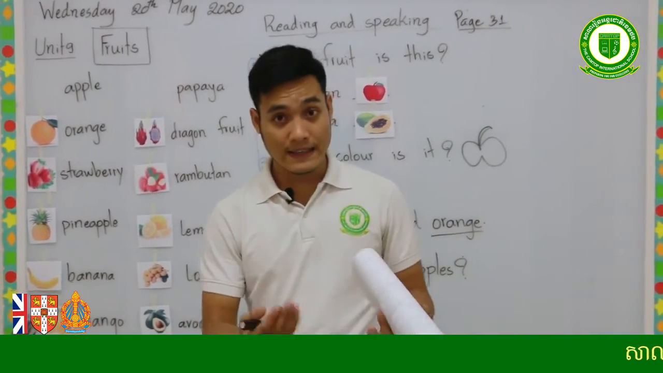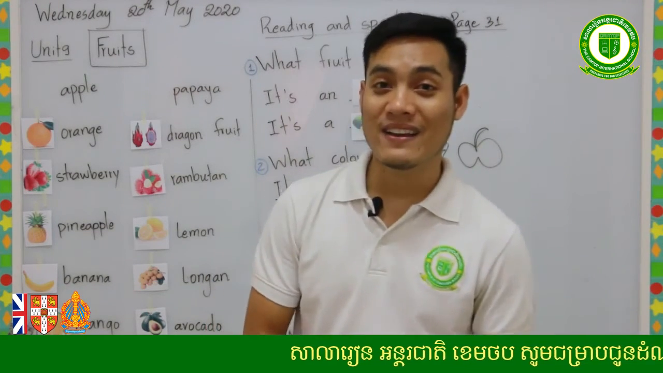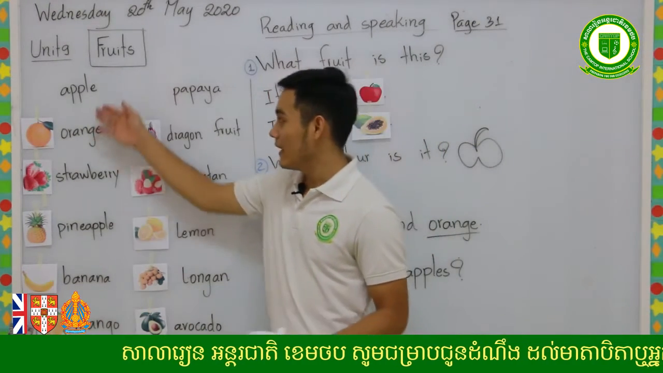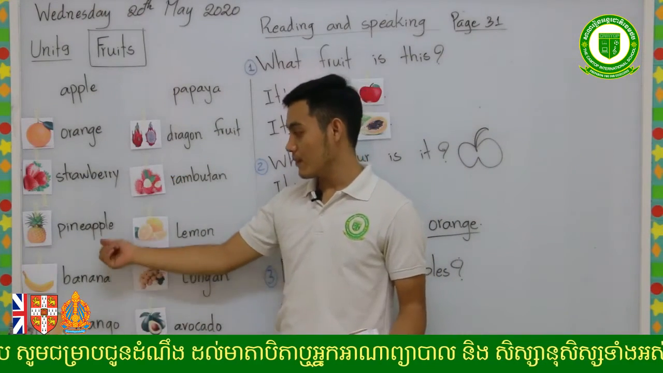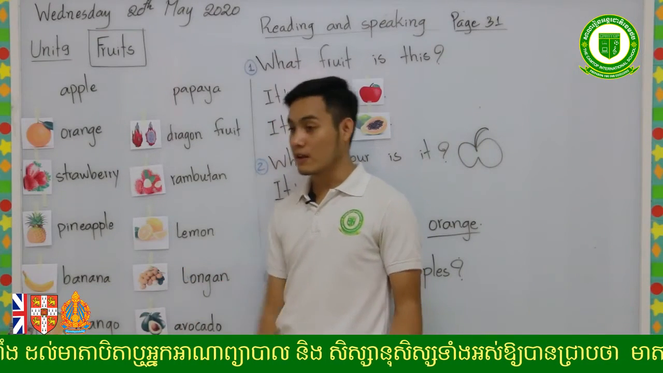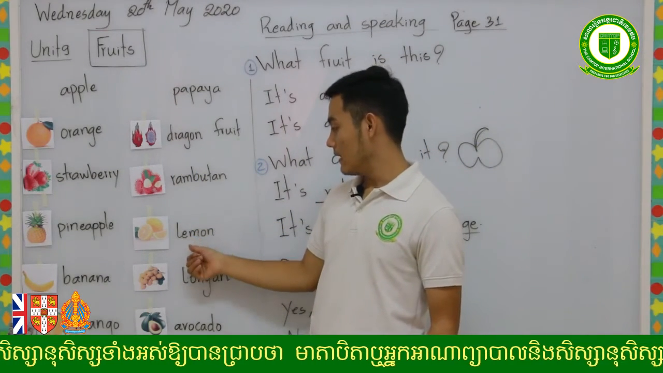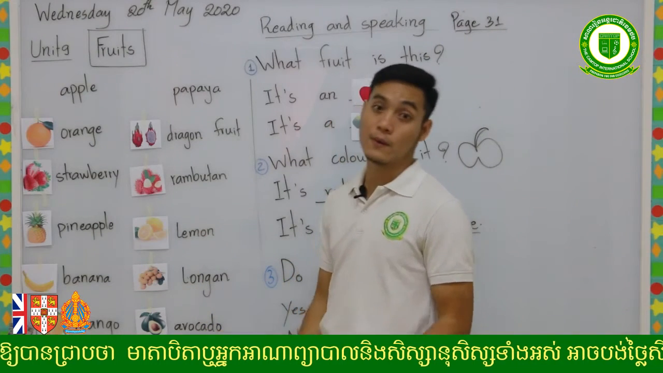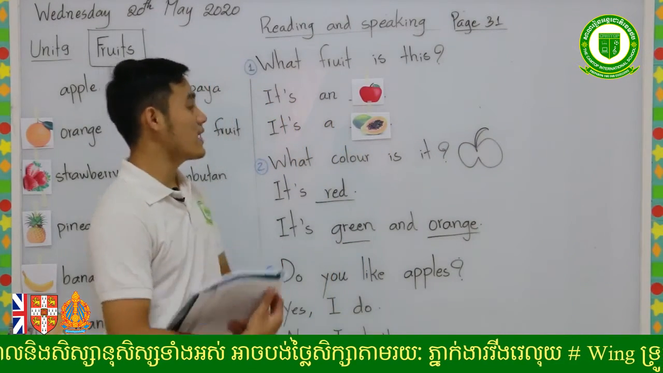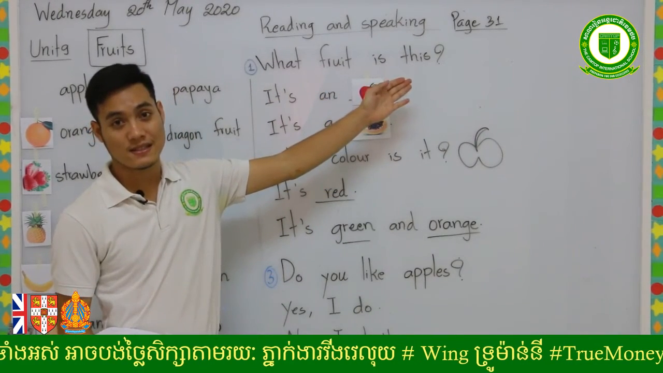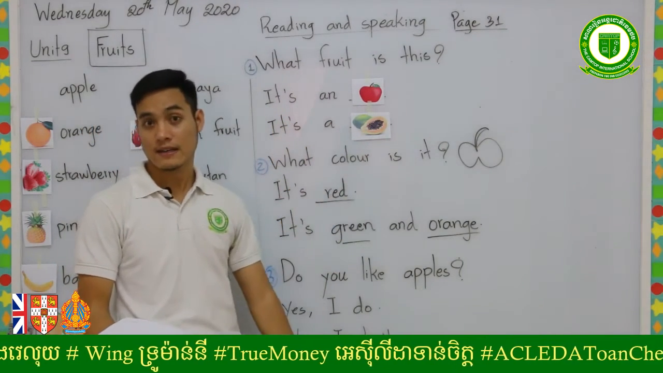So now I want to summarize what you have learned. You have learned a lot of words, like apple, orange, strawberry, pineapple, banana, mango, papaya, dragon fruit, rambutan, lemon, longan, and avocado. And you also learned about reading and speaking. You learned how to ask a question like, what fruit is this? And you can answer, it's an apple, it's a papaya.